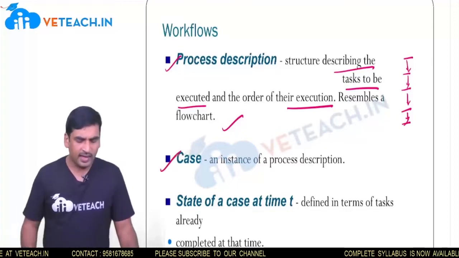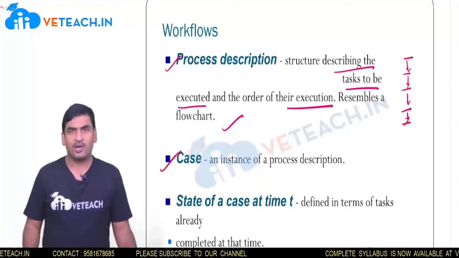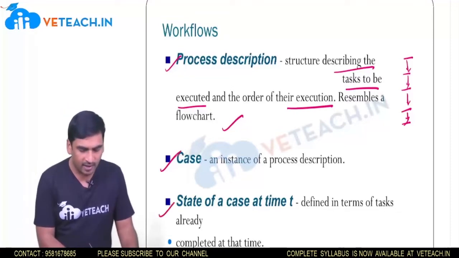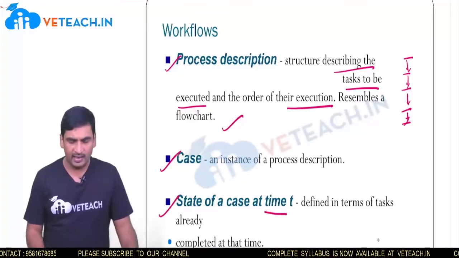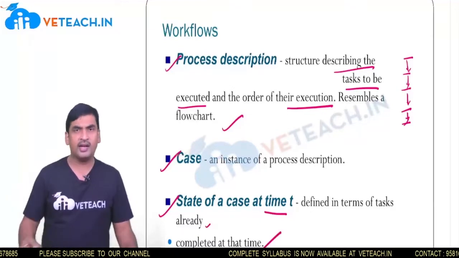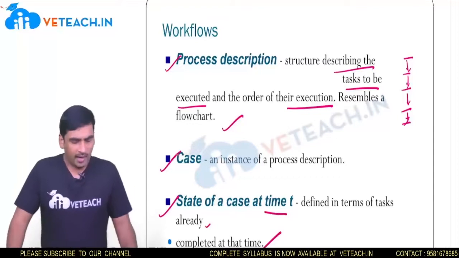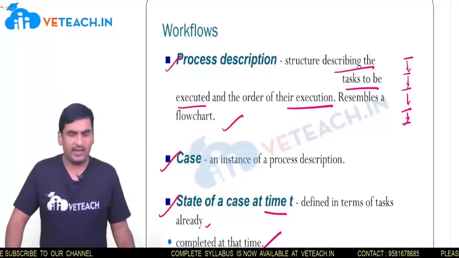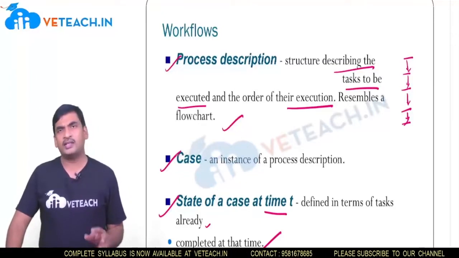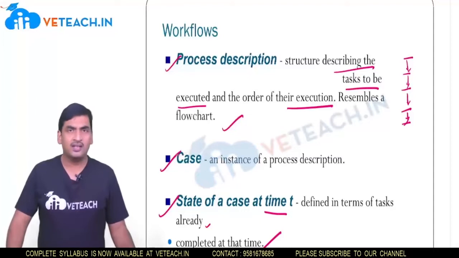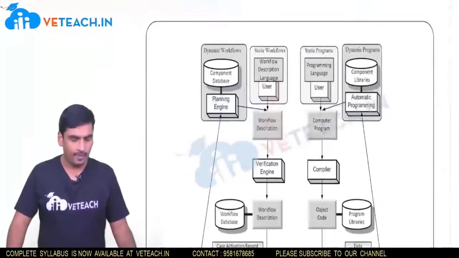The other term is case. An instance of the process description represents the case, and the state of the case at any time t is defined in terms of tasks that are already completed at that time. So when we talk about the state of a case, that is how many tasks are completed at the corresponding time.